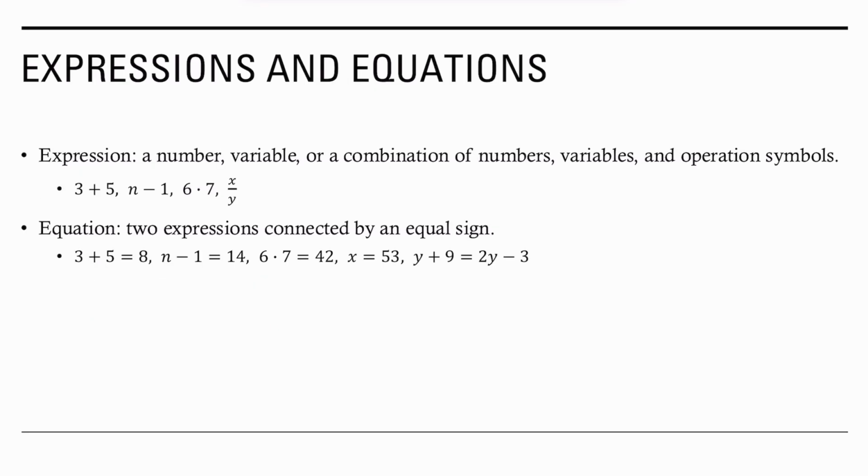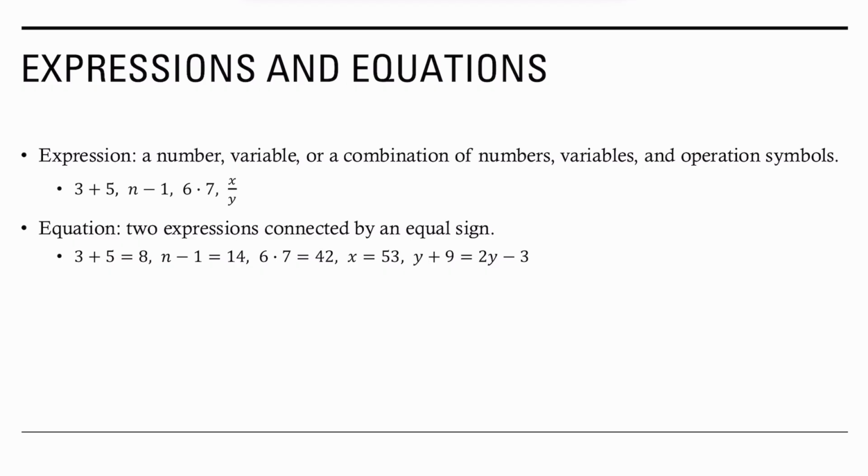And so I've kind of touched on this already a bit in this lecture, but I think it's really important to reiterate. So very, very key you understand this. So the expression is just a number, a variable, or a combination of numbers, variables, and operation symbols, but no equal sign. So we're not connecting multiple expressions together. And so we're looking at things like 3 plus 5, n minus 1, 6 times 7, x over y. So we're not putting any equality or inequality. And so that's the key difference between an equation.